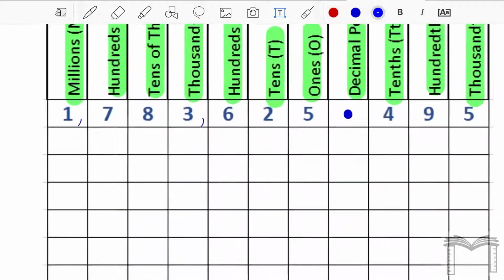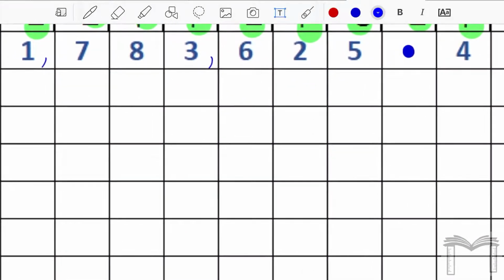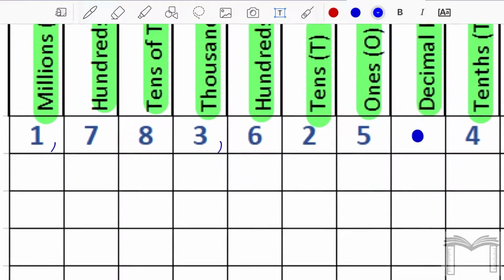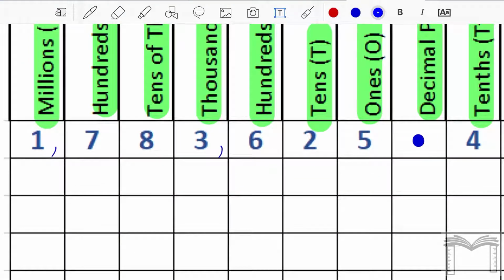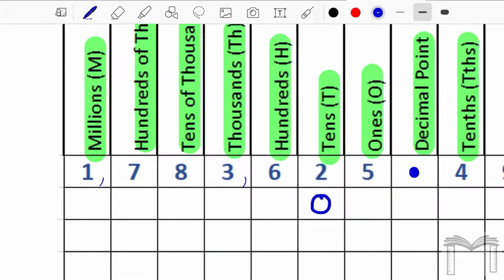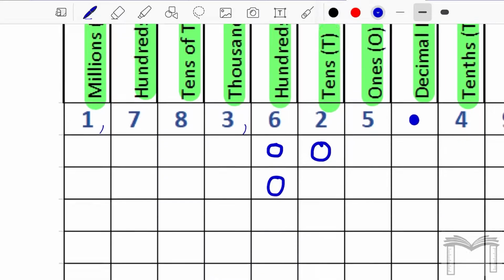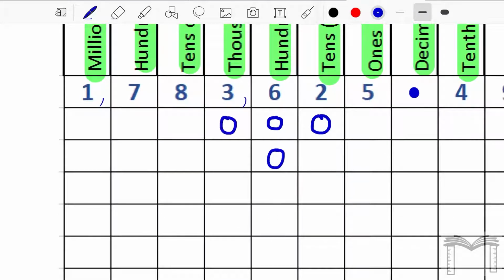So let's look at the 5. We'll start with the 5. So the value of the 5 is simply 5 because it is in the ones column. The 2 is in the tens column, so 2 times 10 is 20. So the 2 has a value of 20. The 6 is in the hundreds column, so the 6 has a value of 600. The 3 is in the thousands column, so the 3 has a value of 3000.